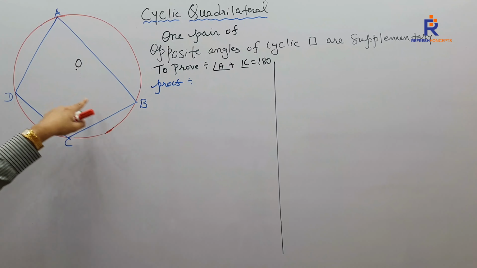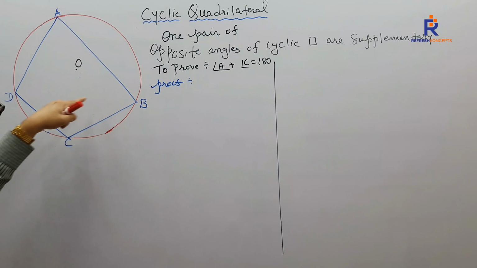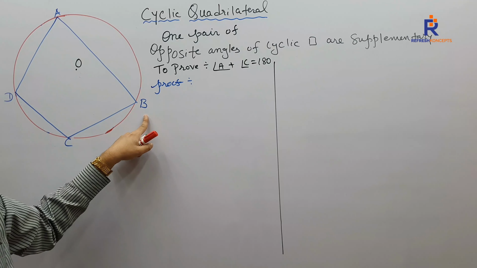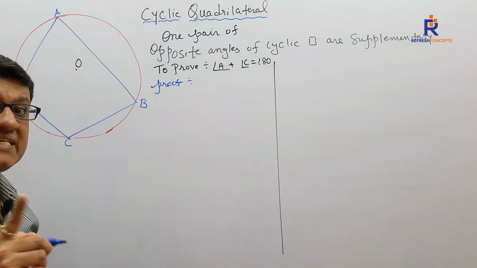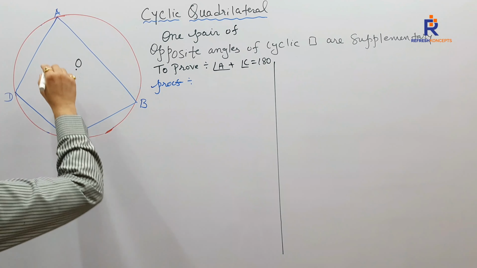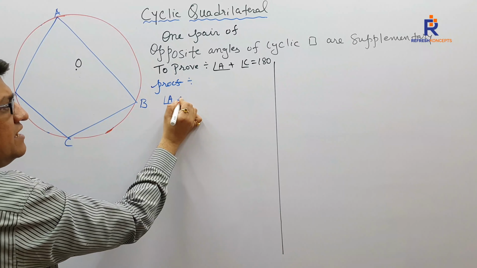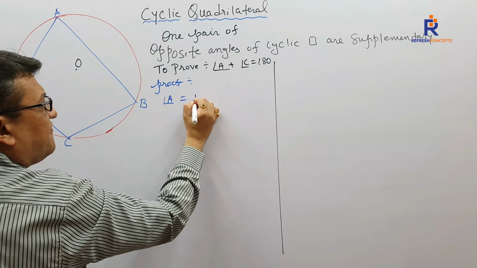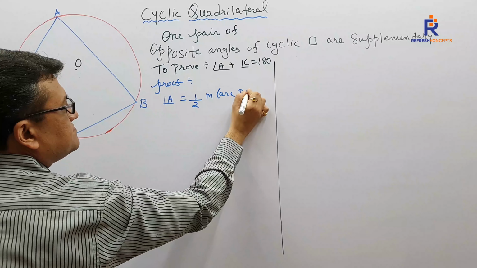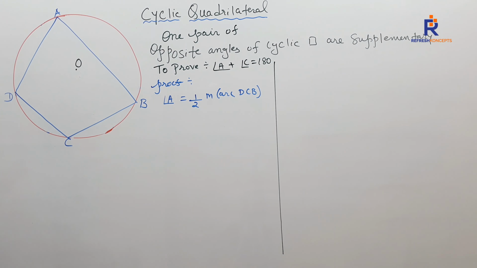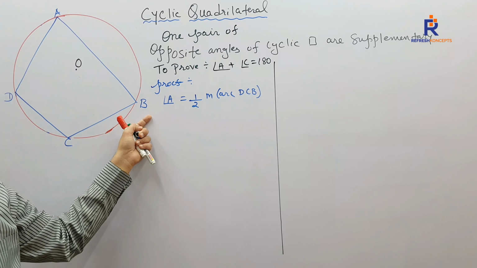Once again, what type of angle is DAB? It is an inscribed angle. What type of arc is DCB? It is an intercepted arc. Did we learn that an inscribed angle is half the intercepted arc? So can I say, in a very short way, angle A is half of measure arc DCB. Inscribed angle, half of intercepted arc.